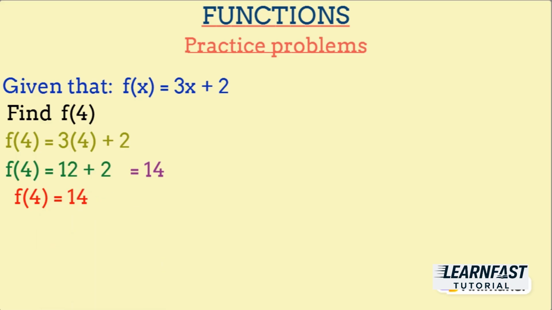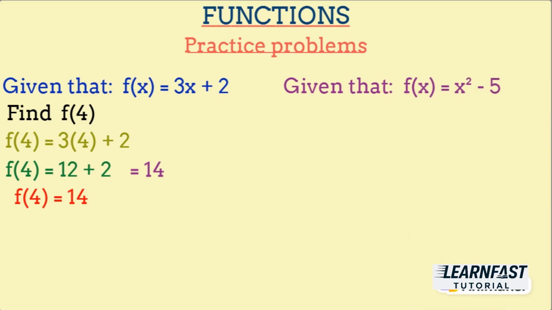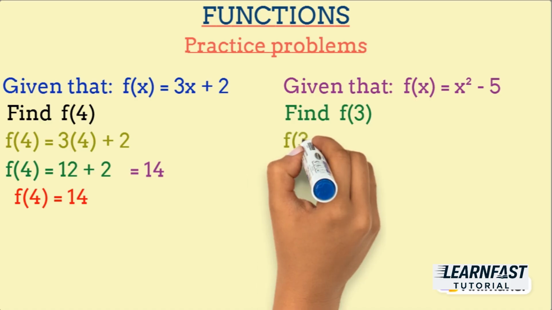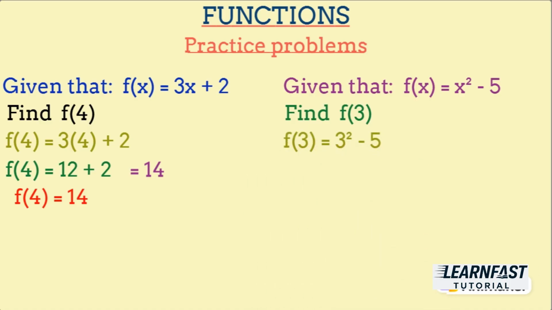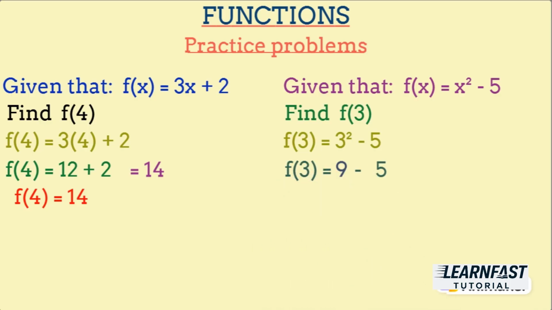Now let's try another example. Given that f of x equals x squared minus 5, find f of 3. Firstly, replace x with 3. So we have f of 3 equals 3 squared minus 5. Secondly, square the number: 3 squared equals 9. Now we have f of 3 equals 9 minus 5. Thirdly, subtract 9 minus 5, which equals 4. And finally, f of 3 is equal to 4.